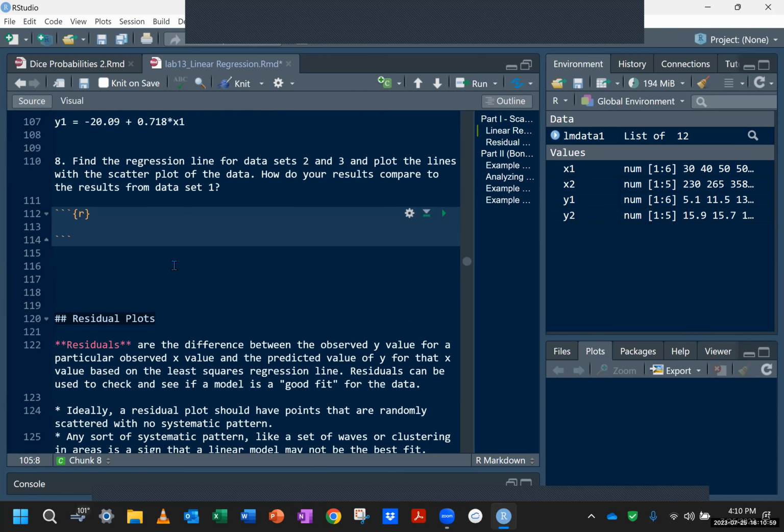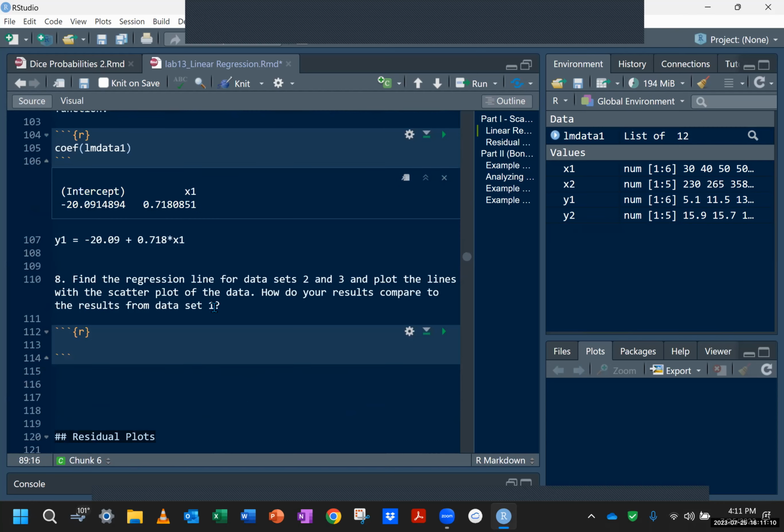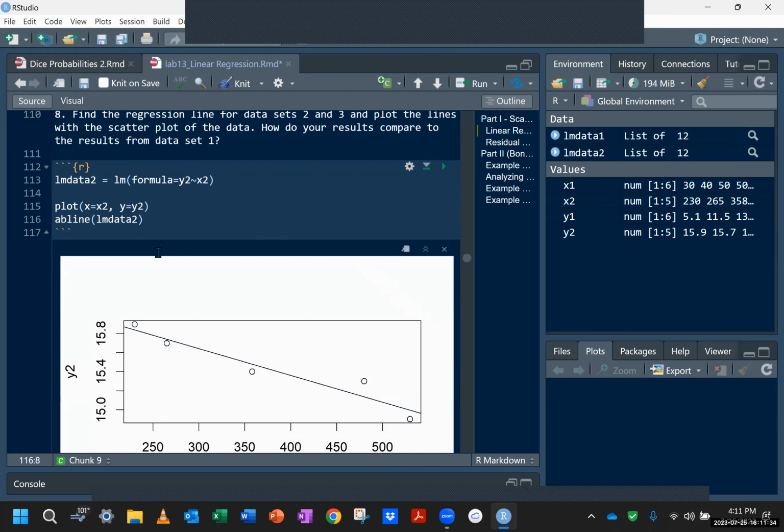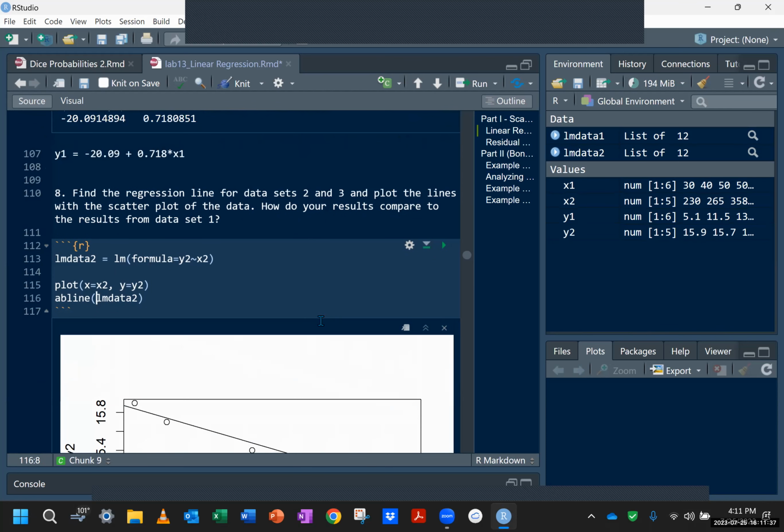So I'm going to copy paste that code if I can find it. Sorry for jumping around here. Here's the code I want. I want that data set. Here we go. So instead of x1 and y1, I'm going to change it to 2, linear model data 2. And notice this object here, I changed to 2, so I want to change it here as well. So now let's plot that. There's our regression line for the linear model for data set 2.